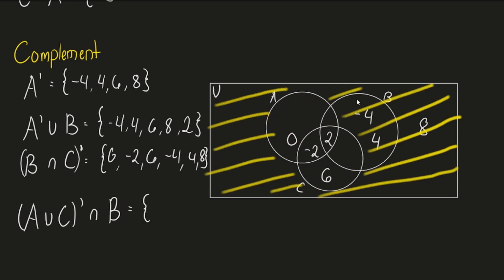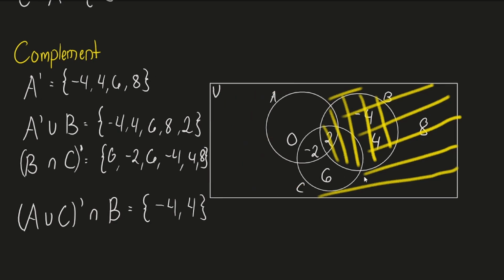And then, since all of these are not the union of A and C, we're going to get the intersection of B. So what is B here? It is going to be all of this. The B is here. But the intersection for them is -4 and 4. There you go. So that's how you answer it using Venn diagrams.